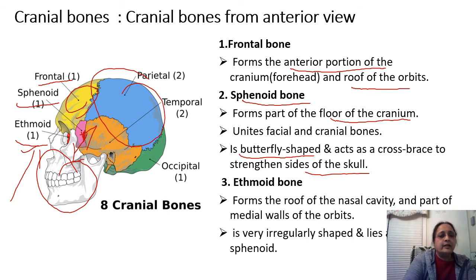skull. Then as we move to the ethmoid bone, this is the one that forms the roof of the nasal cavity. So the whole roof of the nasal cavity and part of the medial wall of the orbit is formed by the ethmoid bone. And this ethmoid bone is very irregular in shape and it lies just beneath the sphenoid.